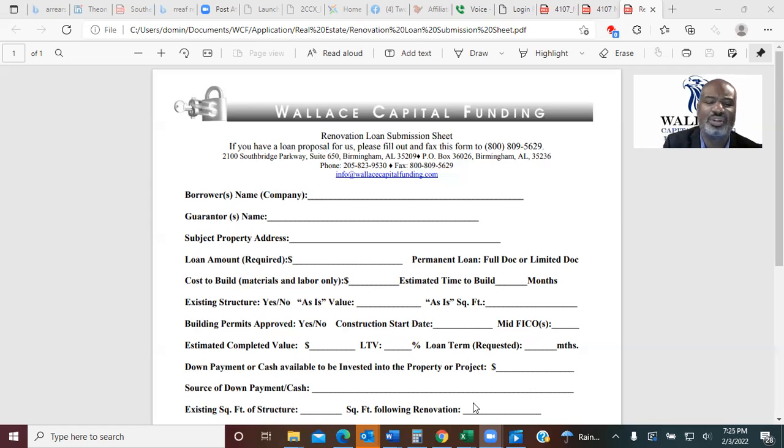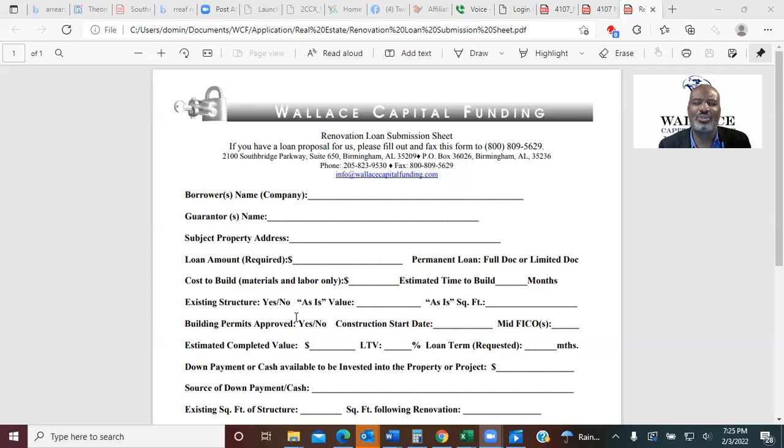The down payment or cash available to be invested in the property. So what cash do you have available to put into the deal? A lot of times, as we are a lender, we're not an investment company, so we're looking to lend the money, not invest in the property. We just want to lend you the money to finance it. So we're asking for some skin in the game.